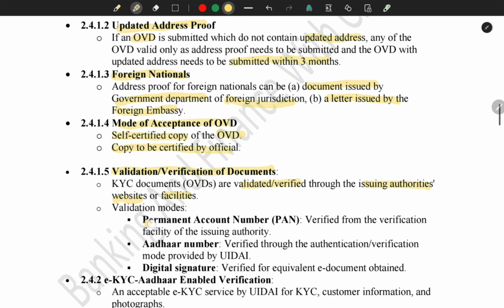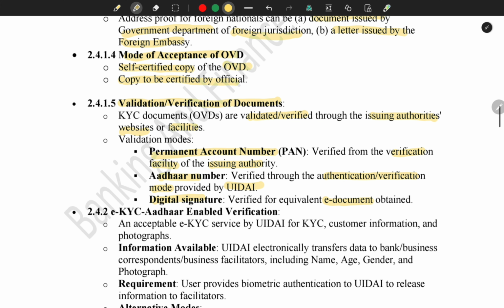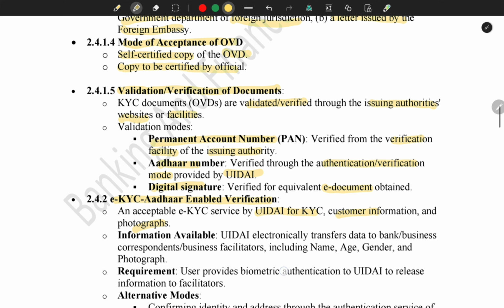How can you verify the permanent account number or PAN? It can be verified from the verification facility of the issuing authority. The Aadhaar number can be verified from the authentication or verification mode by UIDAI, and the digital signature can be verified from the e-document obtained. There is also facility to eKYC Aadhaar enabled verification, which is a service provided by UIDAI, and customer information and photographs exist in the eKYC facility.